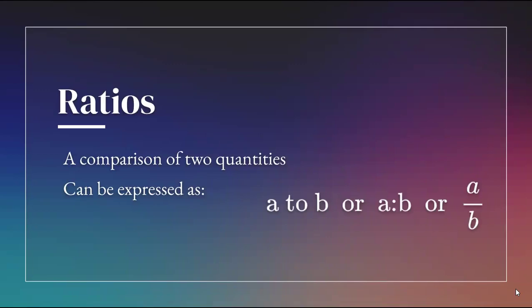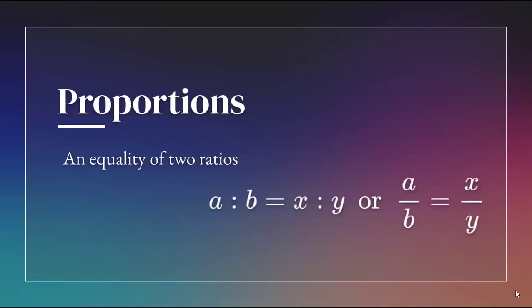So we'll start off with ratios. Ratios are a comparison of two quantities. And so we've got three main forms that those can be expressed as. We've got A to B, A colon B, or A over B as a fraction. So A to B is what you might see in a word problem, and then those two on the right are what you would see mathematically. So it's probably what you'll work with while you're doing problems.